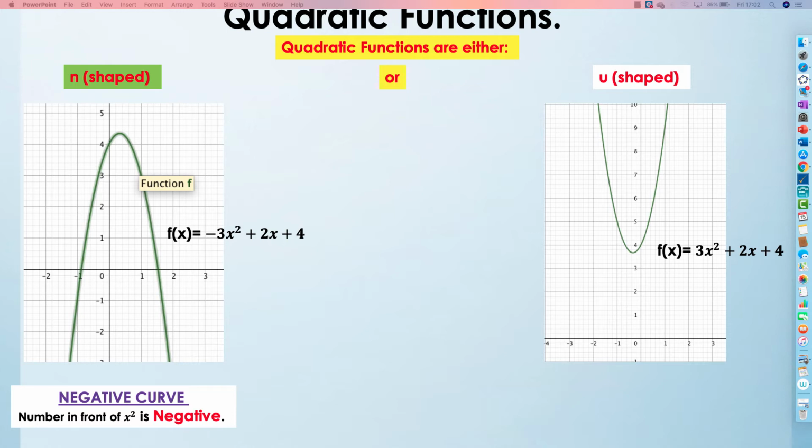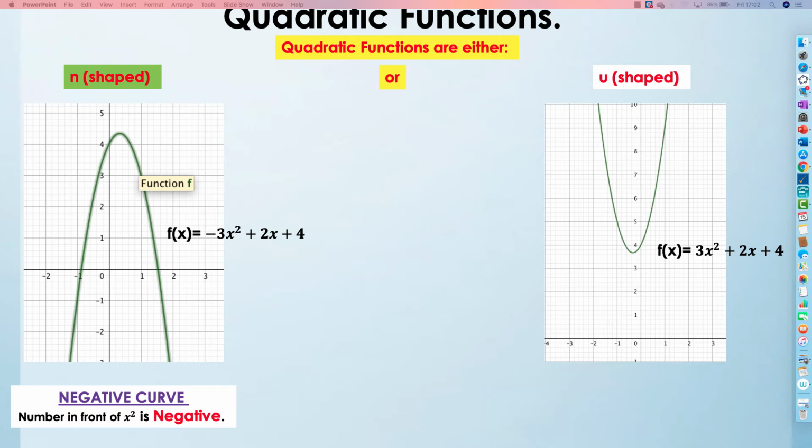Now, this is nearly the exact same. If you look at our N shaped one, it's minus 3x squared plus 2x plus 4. If you look at our U shaped one, it's 3x squared plus 2x plus 4. What is the only difference between our U and our N? Looking at the function. Exactly. The minus 3 in the N-shaped one and the U-shaped one is just a 3. It's like our linear functions. Remember, linears go up and go down? The N-shaped one, if it's a minus number in front of the x squared, it's going to be N-shaped. If it's a positive number, it's going to be U-shaped.